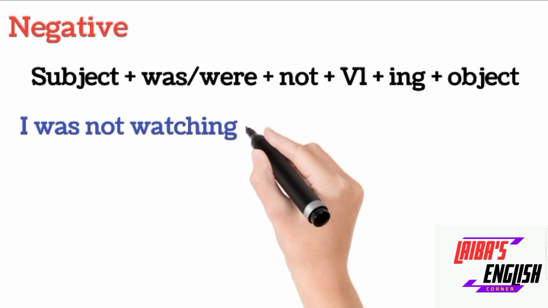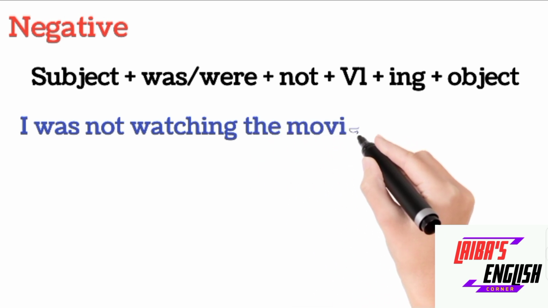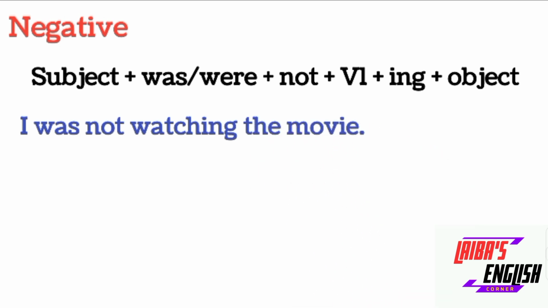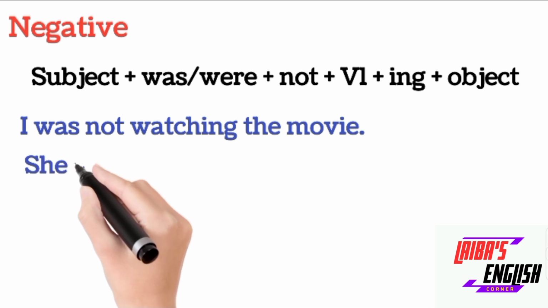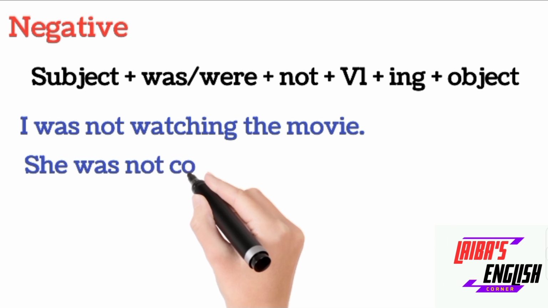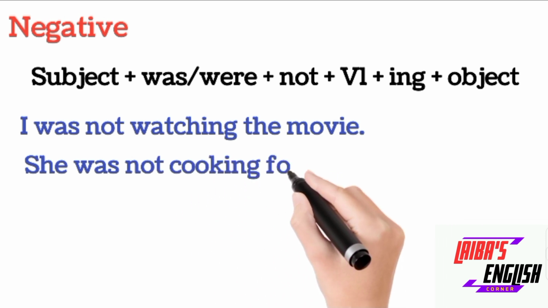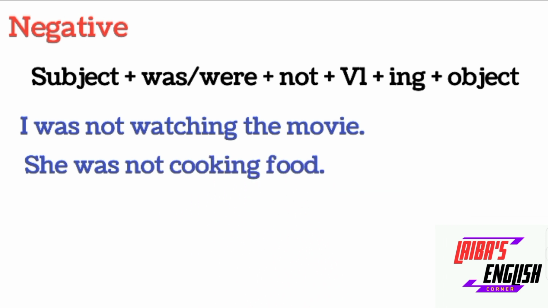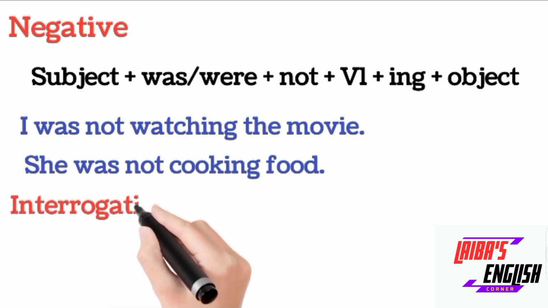Example, I was not watching the movie. So here, subject is I, was is a helping verb, not because we are making negative, watch plus ing and the object is the movie. Whatever comes after the verb is the object. She was not cooking food. So here we are also following the structure and this is the correct negative sentence.